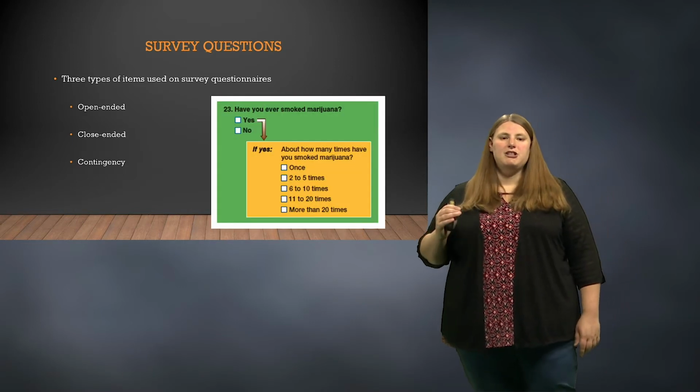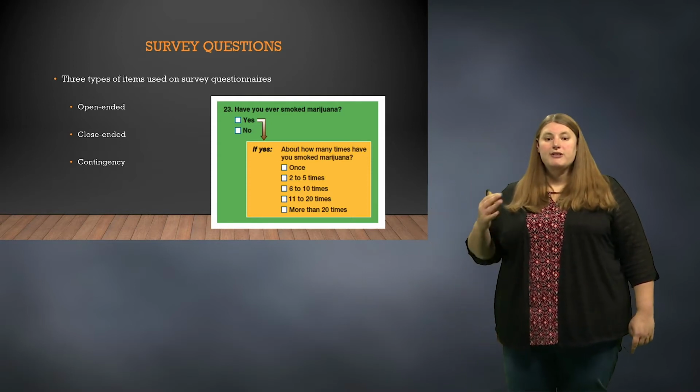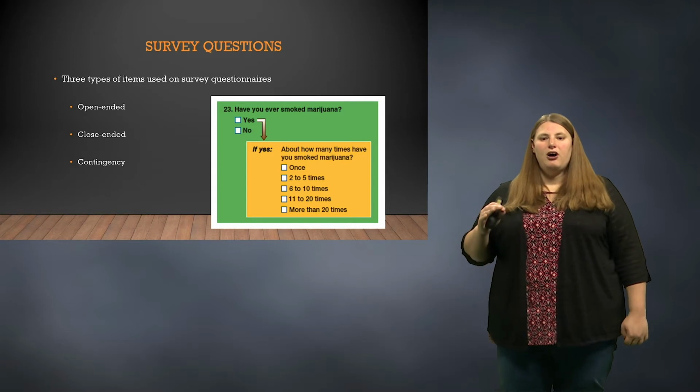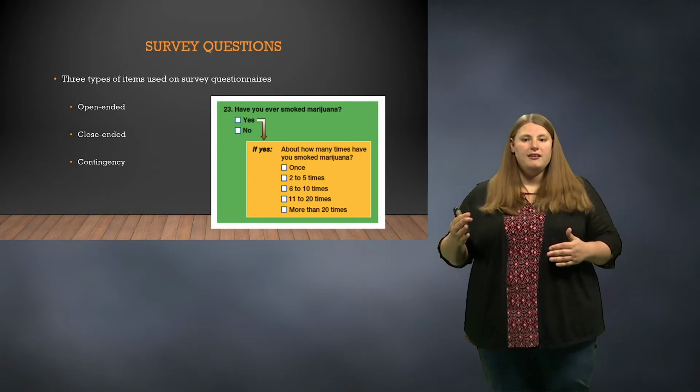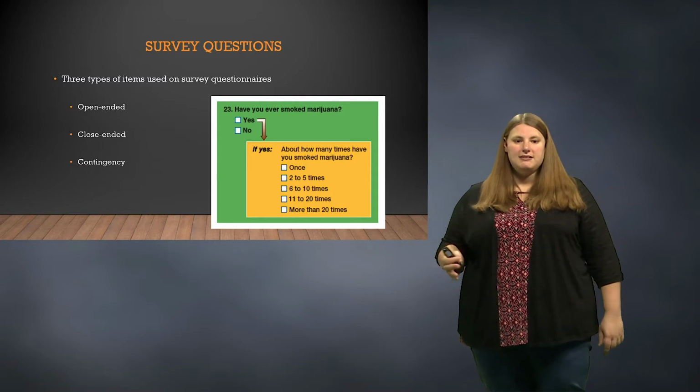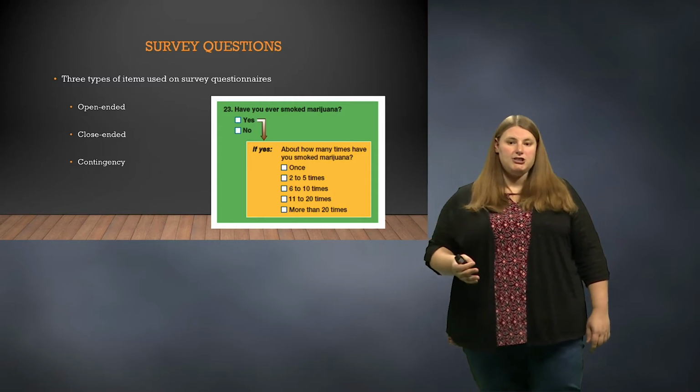The last type of question is called a contingency question, or a skip and fill question like it's called in your textbook. Contingency questions are not given to every survey respondent. Instead, they're provided based on the responses or the response to the previous questions.